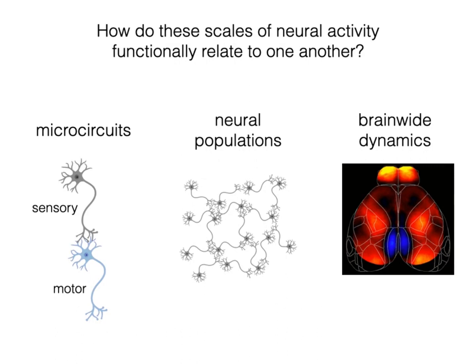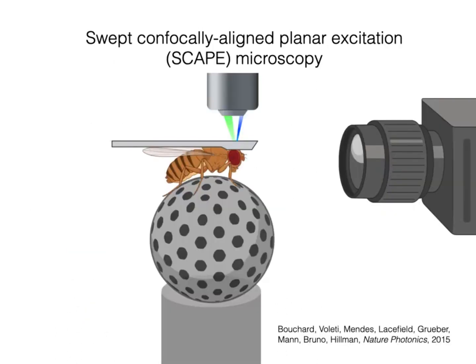The problem is that this is usually also coupled to methodology. What you see depends on how you look. To see these scales simultaneously is challenging. We chose to approach this problem in the fly, where we know a lot about single neurons and we have access to the whole brain.